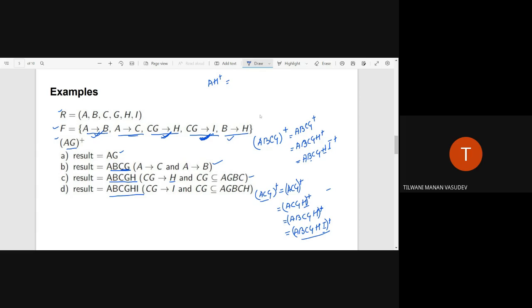Ma'am, this plus is for saying it is a closure set. Yes, that's right. So would anybody like to volunteer for AH, closure set of AH?